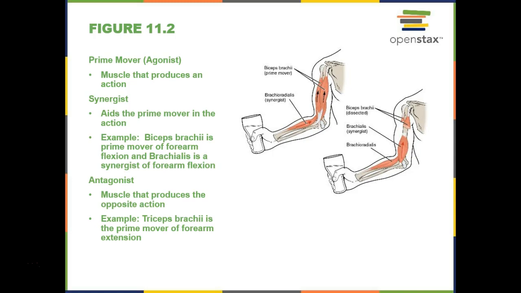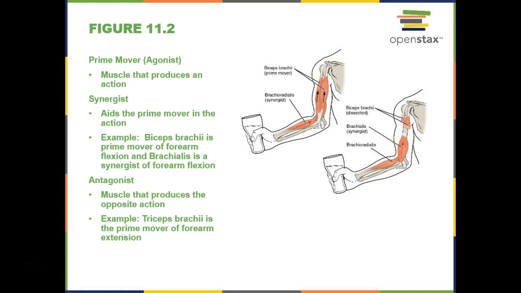The agonist of a muscle, also known as the prime mover of a muscle. I like the word prime mover easier because I think it makes the other terms easier to understand and to remember. The prime mover of a muscle or agonist is the muscle that produces an action. An example, the biceps brachii, it is the prime mover of forearm flexion. A synergist then aids the prime mover. The brachialis is a synergist to the biceps brachii, which means the brachialis also functions in forearm flexion.